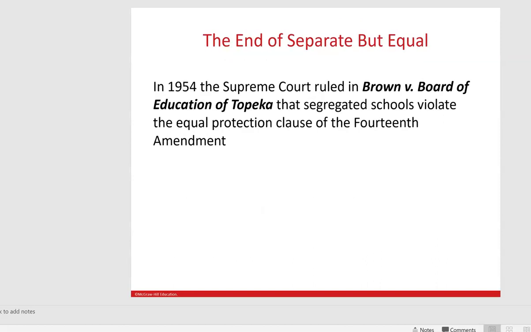In 1954, the Supreme Court ruled in Brown versus the Board of Education of Topeka that segregated schools violate the Equal Protection Clause of the 14th Amendment. Brown versus the Board of Education of Topeka is a landmark case that precipitated societal change.